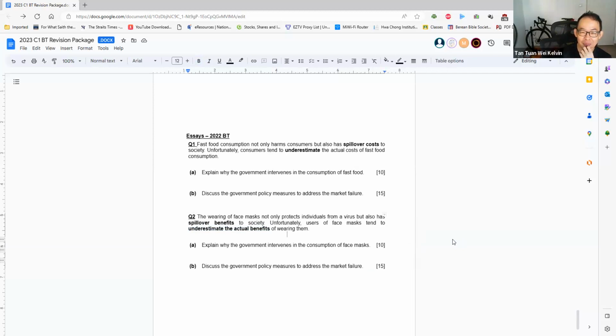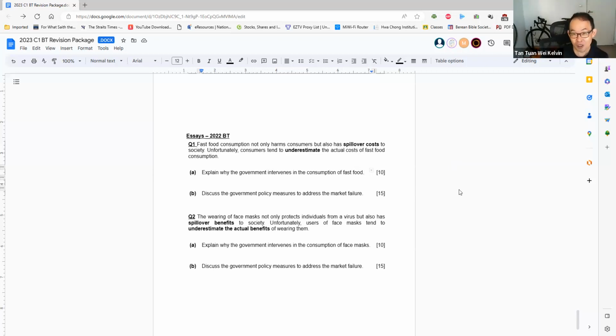How familiar am I with the policies, let's say, used in countries around the world? Okay, you can of course use Singapore, but it's probably good to mention a few, but it's probably not the critical one. So it all boils down to this. Are you more familiar with the current policies for fast food consumption? Or are you more familiar with the current policy for wearing of face masks?